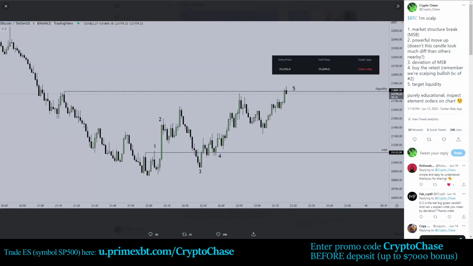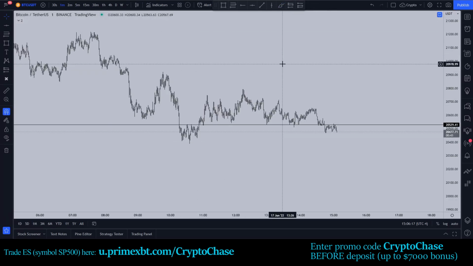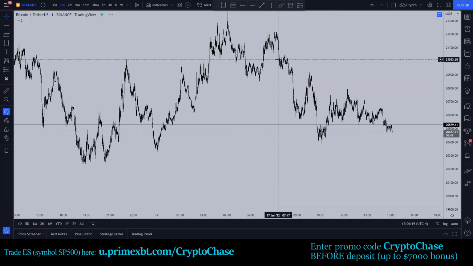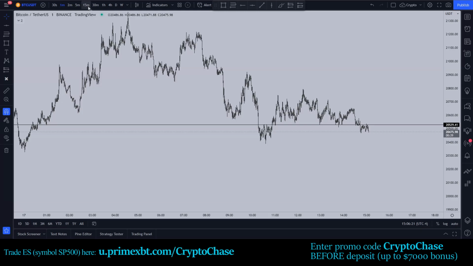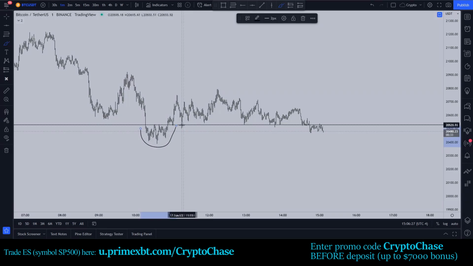We covered this on BTC. We covered this on ES. If we just look at BTC right now, we've just been hovering, bouncing ball basically on the level, right? So we had the deviation here, and ever since then it's been support, support, support, support, and now we're breaking down below.